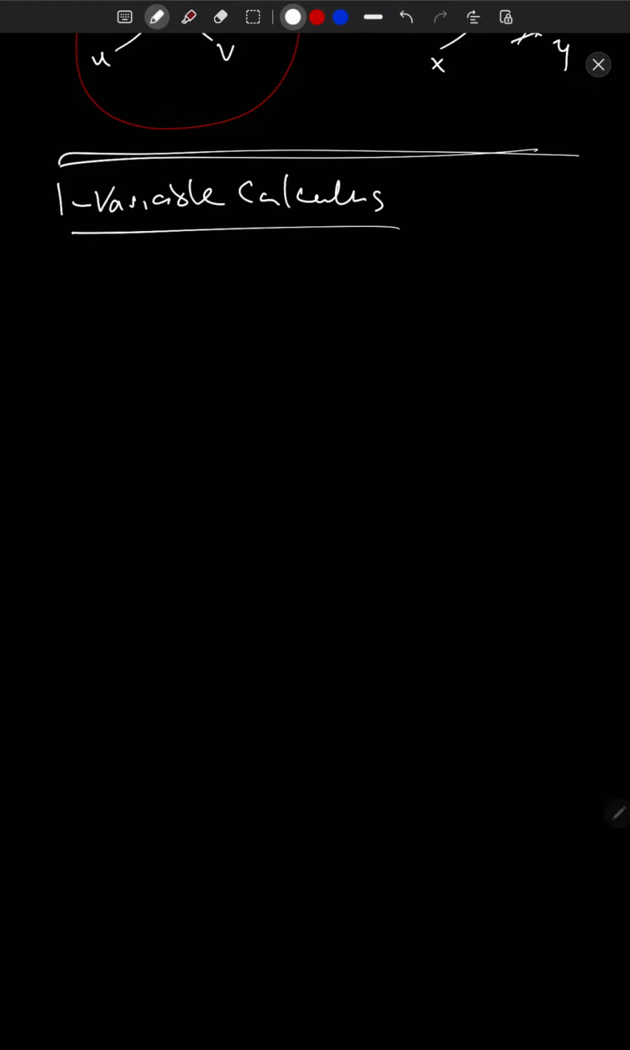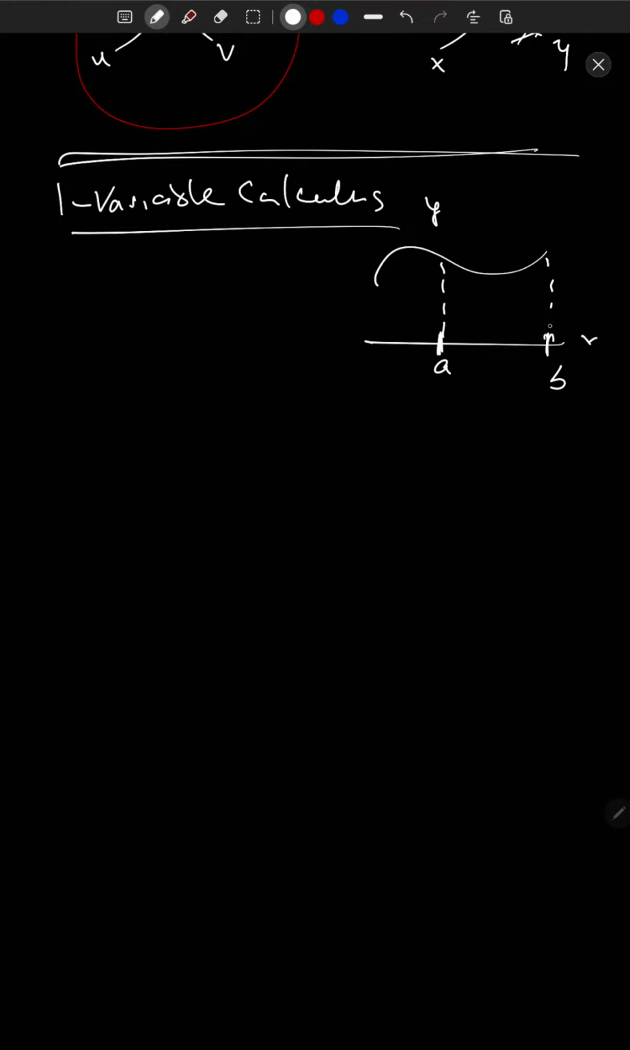So in one variable calculus, we've actually done literally the same thing in the past when we had, let's say, x and y. We had a function we wanted to integrate, let's say from here to here. Let me get rid of this guy here. So a to b, right?